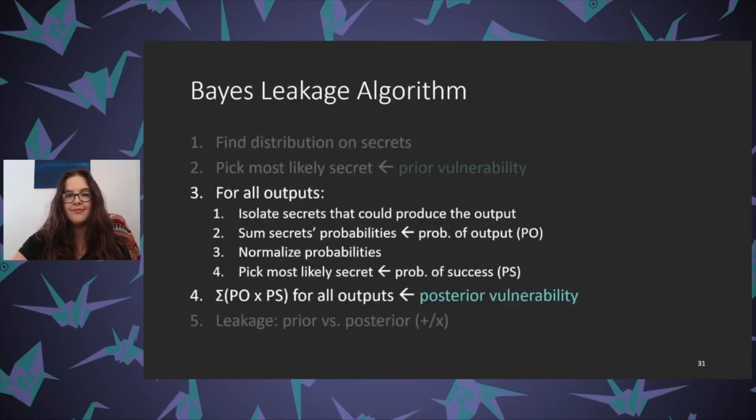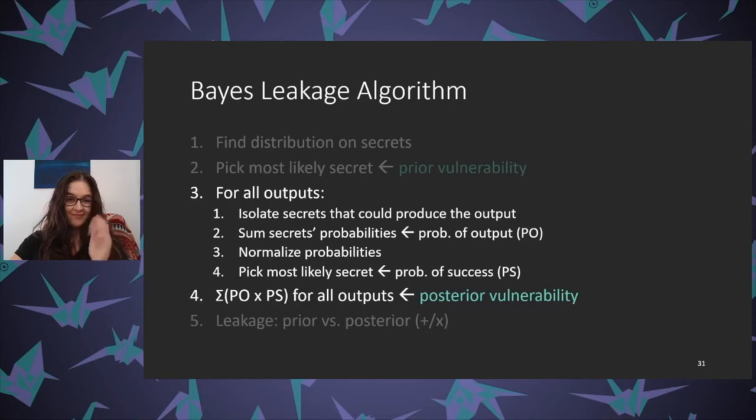Okay, so let's go back to our algorithm. For the 1, 6, 8, and 9 output, we've completed all the sub-steps. We isolated the secrets. We summed their probabilities to get the probability of the output. We normalized these probabilities to pick the most likely one and get the probability that the adversary succeeds if they see 1, 6, 8, and 9 worn down. But the steps need to be done for all of the outputs so we can sum them up to get our posterior vulnerability. Two numbers for 385 outputs.